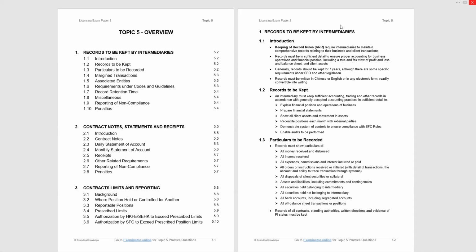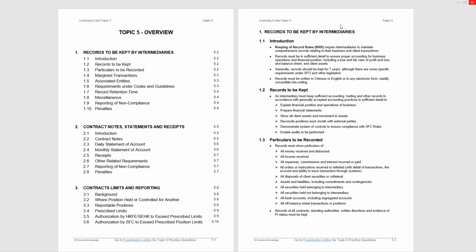Examinator.online. Now, there are 3 sections to topic 5 that we can see on the screen: records to be kept by intermediaries, contract notes, statements and receipts, and then contract limits and reporting. There are 3 sets of rules: rules, code of conduct, and guidelines that we have to be aware of. Right at the outset, I would remind you that rules have the force of law, whereas code of conduct and the guidelines do not.